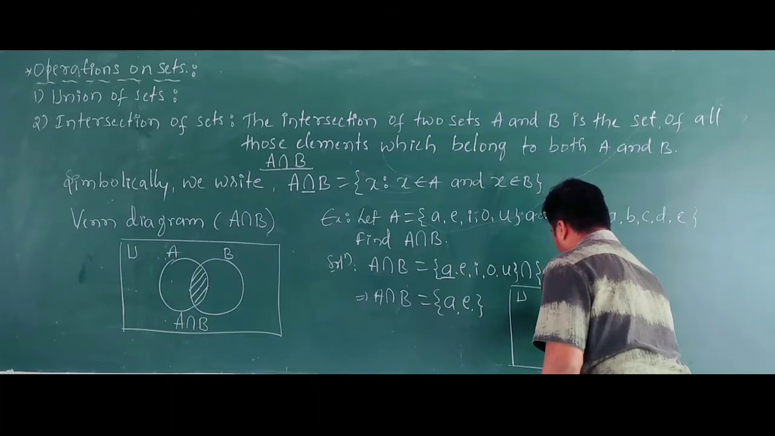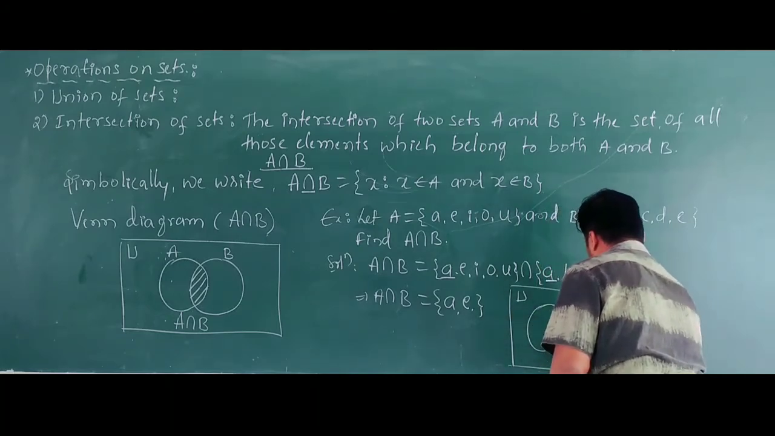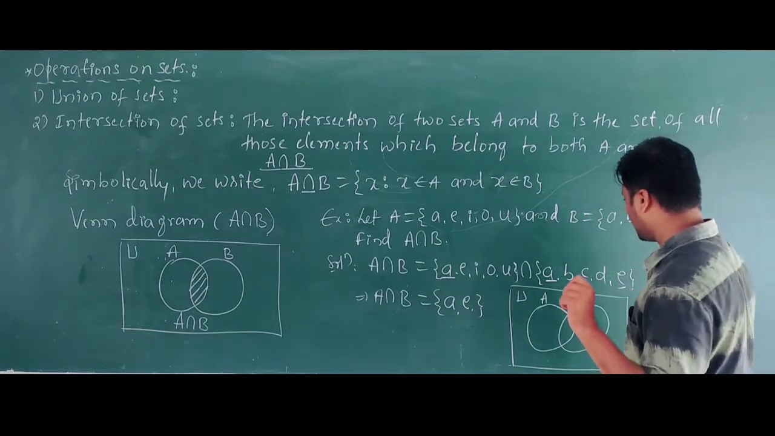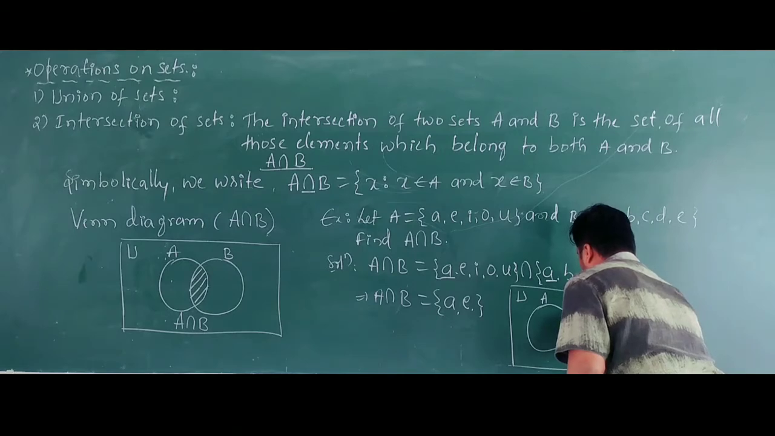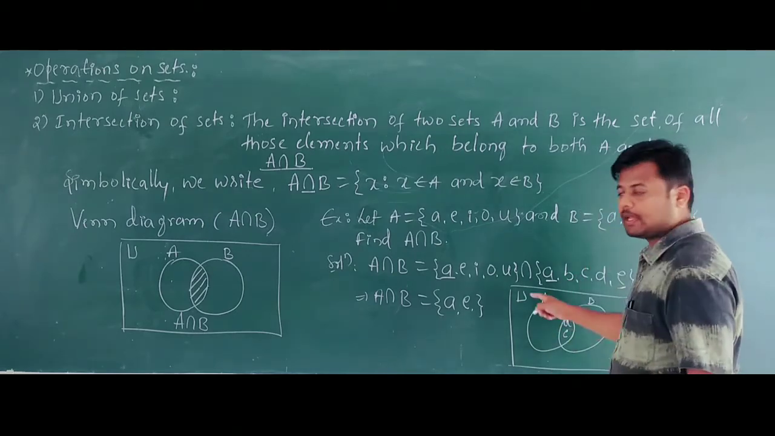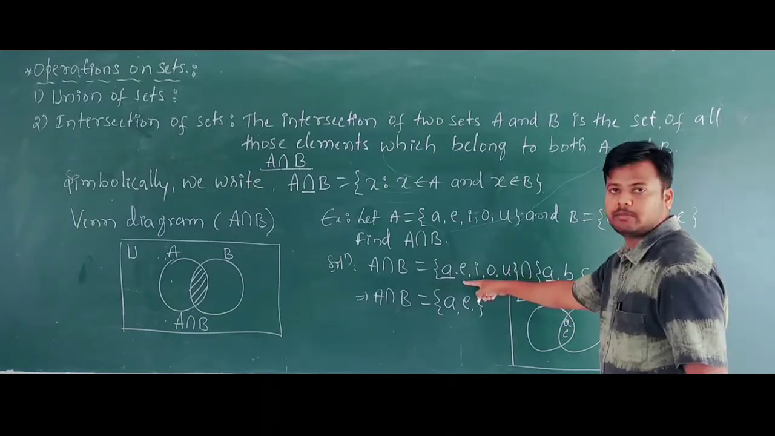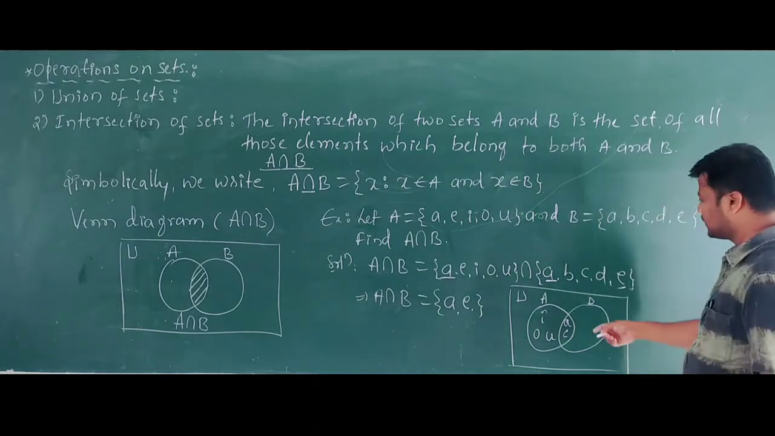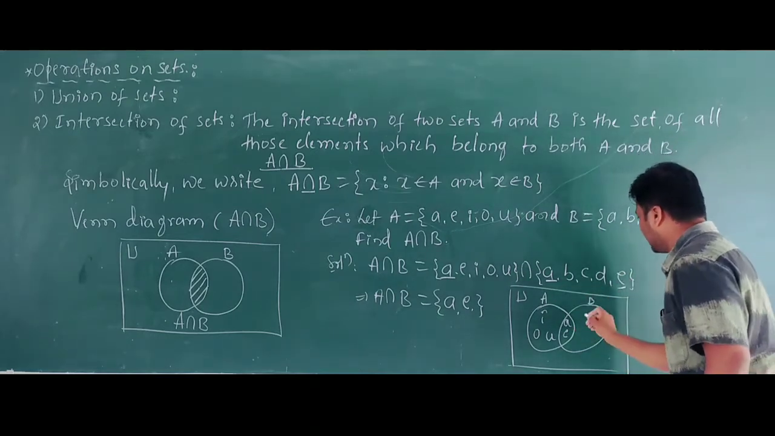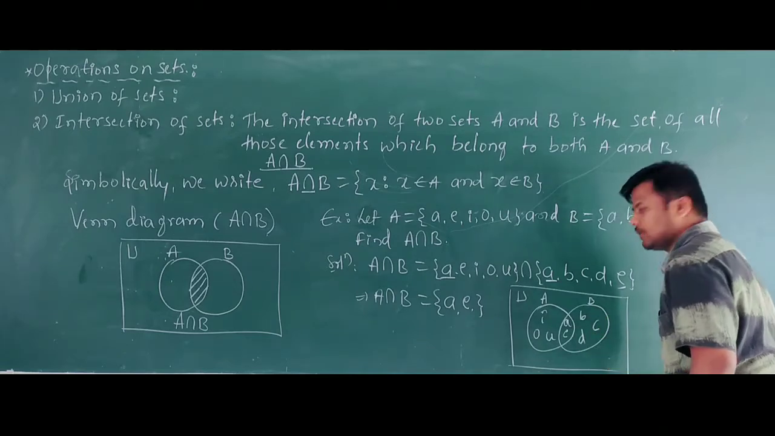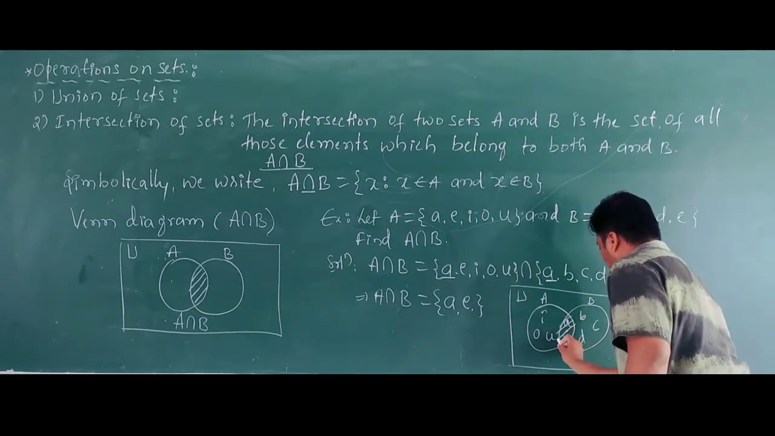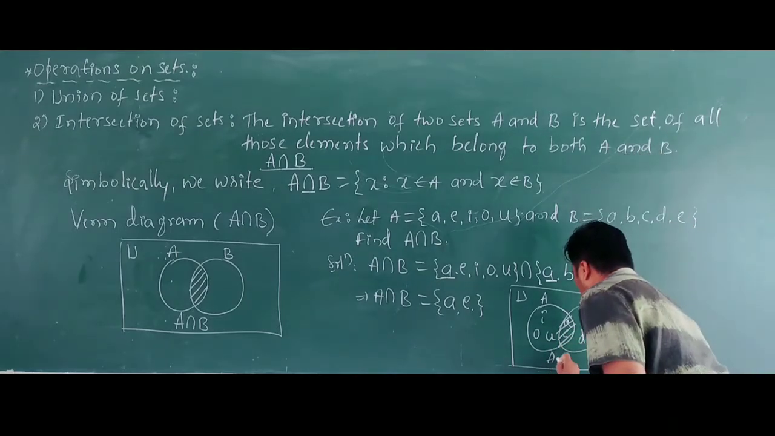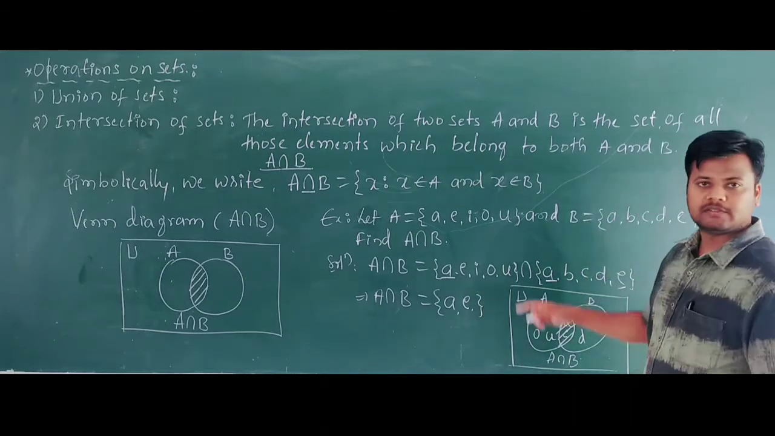So this is the universal set, set A, set B. First we have to write the common elements. Common elements are A and E. Then write the remaining elements of A: I, O, U. So what are the remaining elements in set B? A already there, E there, B, C, D. So this is the region. So for A intersection B, draw the pattern, A is in shade pattern. So this is our A intersection B. Is it clear? Note down.